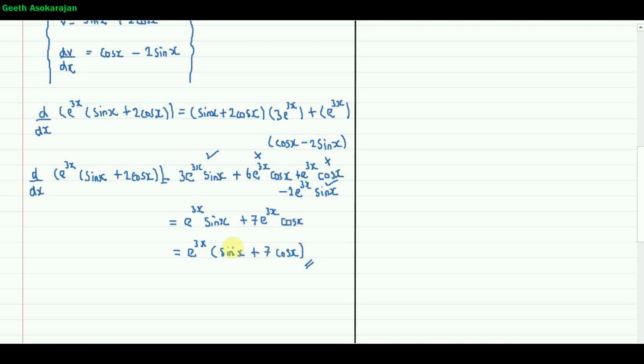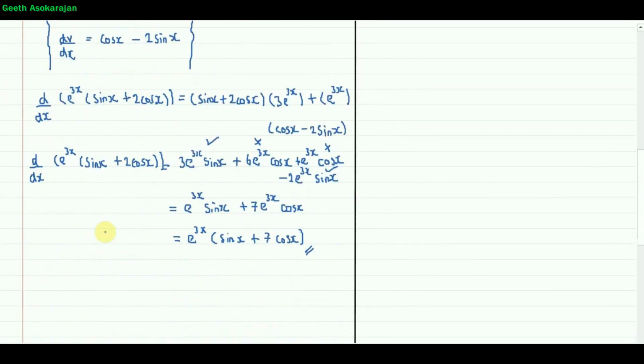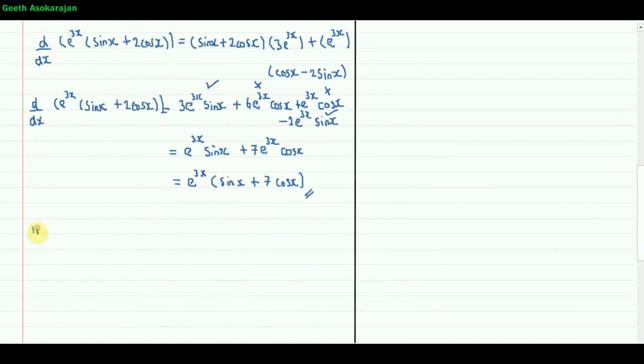So this being the solution to the first part of A. Now the second part of A, let's have a look at this one. So we need to differentiate with respect to x, x cubed ln 5x plus 2. So let's have a go at this one. So let me continue below. So part 2. So we need to differentiate x cubed ln 5x plus 2.